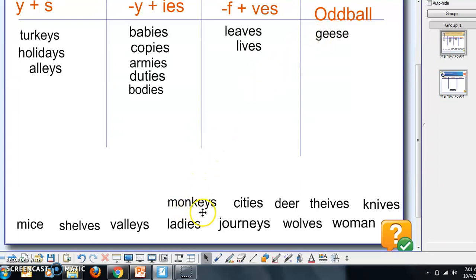The next word is monkeys. To make monkeys plural, we would have to add, you guys are doing a great job, we would have to add an S.